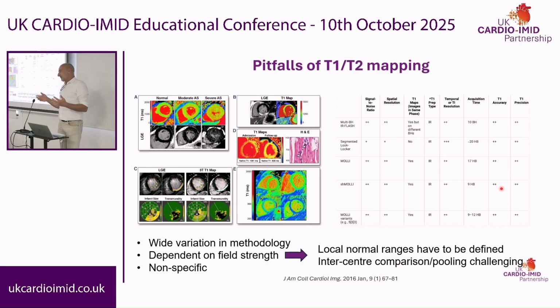And as part of CARDIO-IMID, as Maya introduced, we are hoping to do a prospective registry where we want to in particular pick up patients who go for cardiac MRI scans for suspected heart involvement. And one of the biggest conversations we're having around T1 mapping is, how do we standardize that across 30 sites, which all do it slightly differently? So that's a fairly significant challenge.